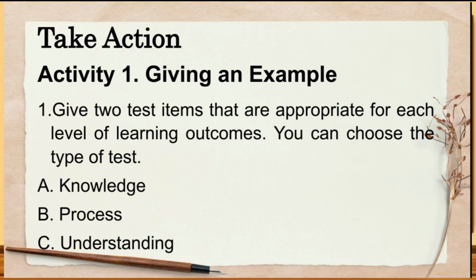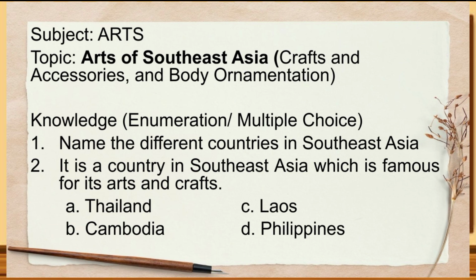Take action. Activity 1. Giving an example. Give 2 test items that are appropriate for each level of learning outcomes. You can choose the type of test for knowledge, process, and understanding. This is my answer for activity 1. This is for the subject Arts, and the topic that I chose is Arts of Southeast Asia, Crafts and Accessories and Body Ornamentation. For knowledge, I used enumeration and multiple choice type of test. And these are my examples of test items.